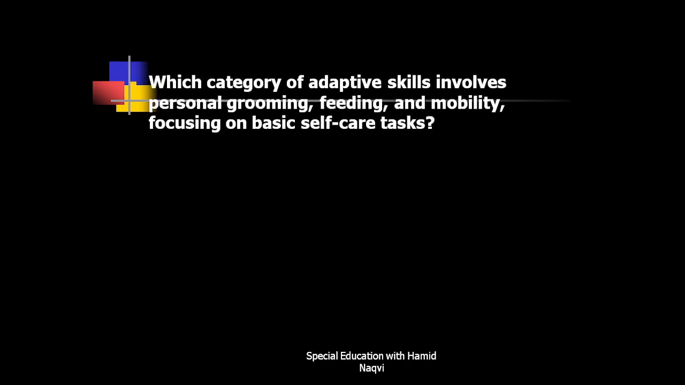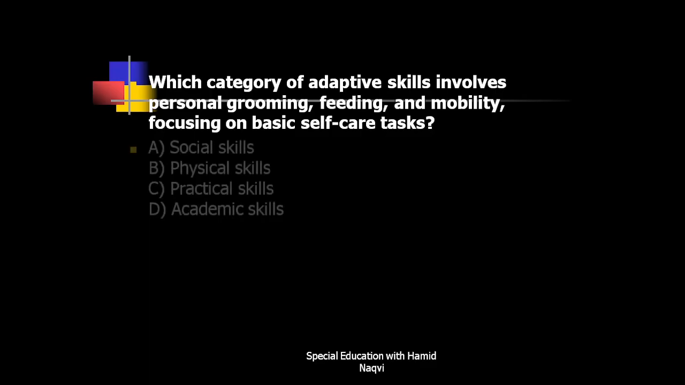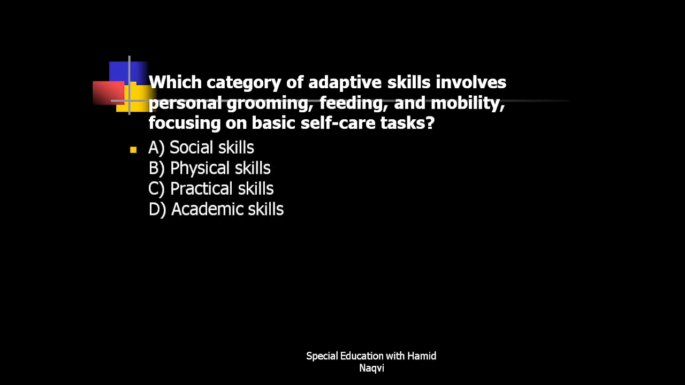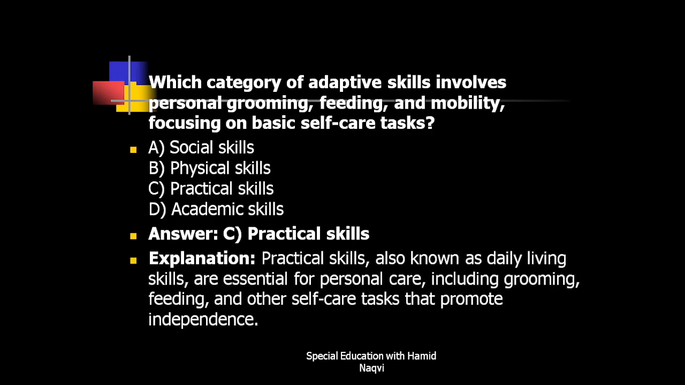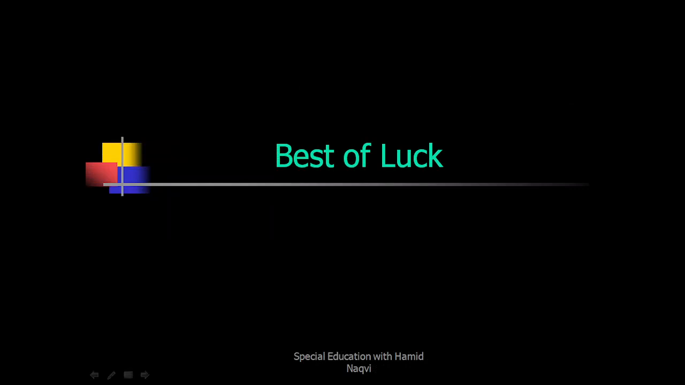Which category of adaptive skills involves personal grooming, feeding, and mobility, focusing on basic self-care tasks? Social skills, physical skills, practical skills, or academic skills? Answer is practical skills, and we know practical skills, also known as daily living skills, are essential for personal care, including grooming, feeding, and other self-care tasks that promote independence.